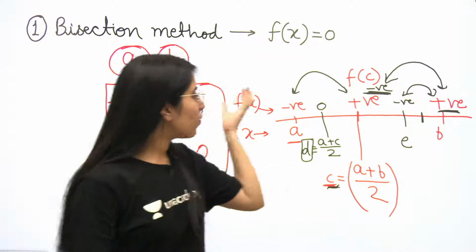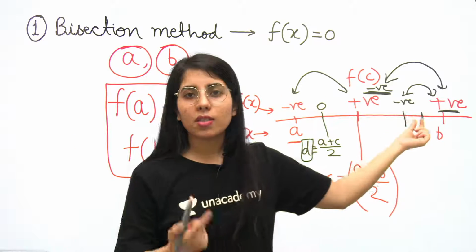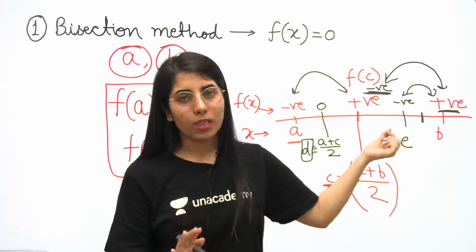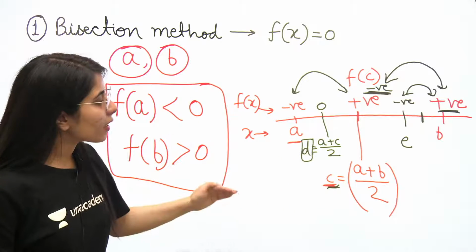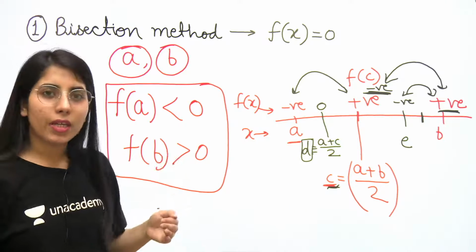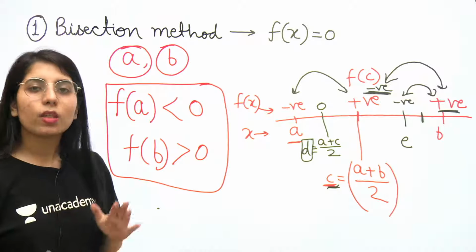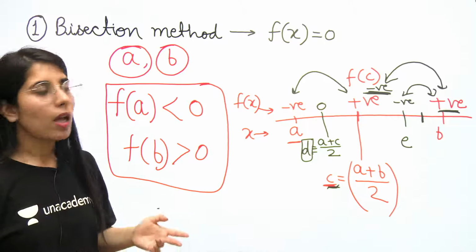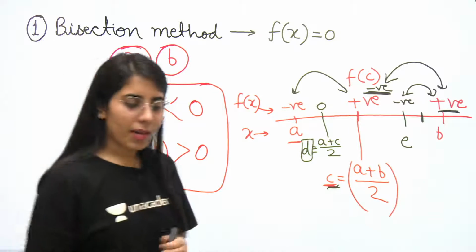Now you have to check the function's value at that midpoint. If it is 0, that is the root of the polynomial. This is how you will keep on taking the steps until you get the root of the polynomial, if they have asked you to find the same thing. Clear? So this is how the bisection method works.